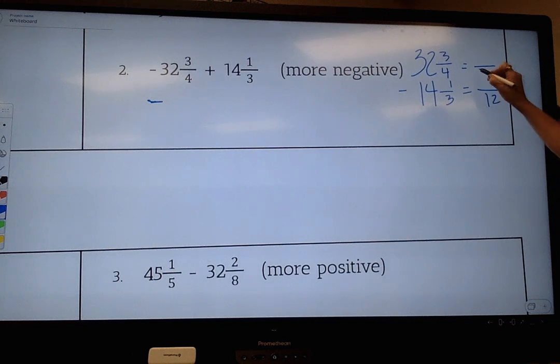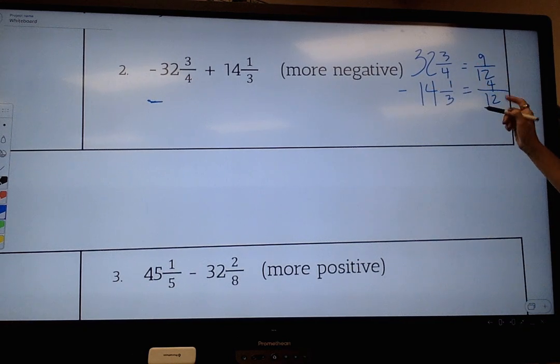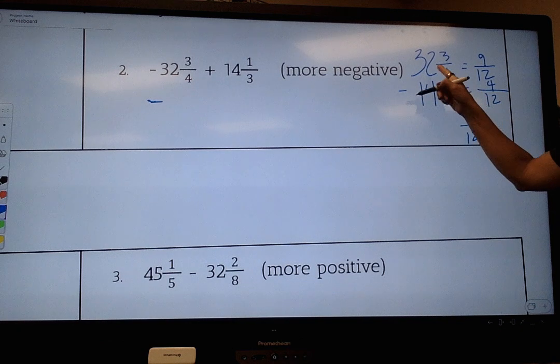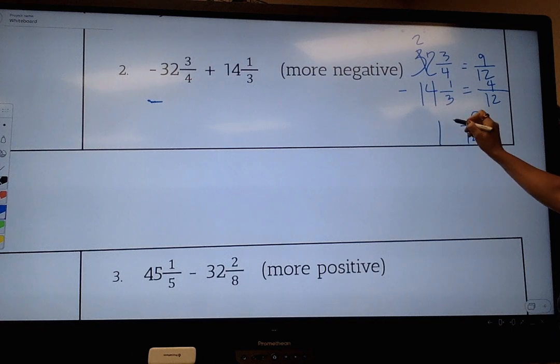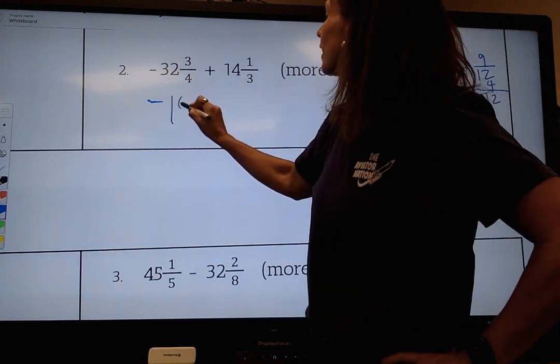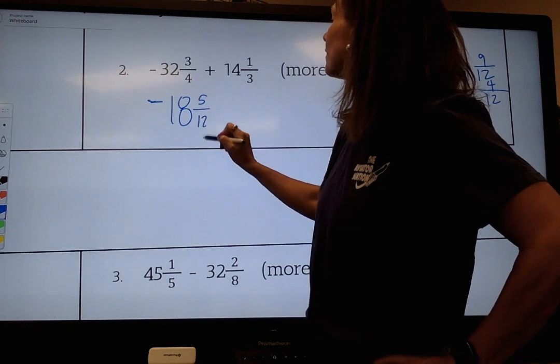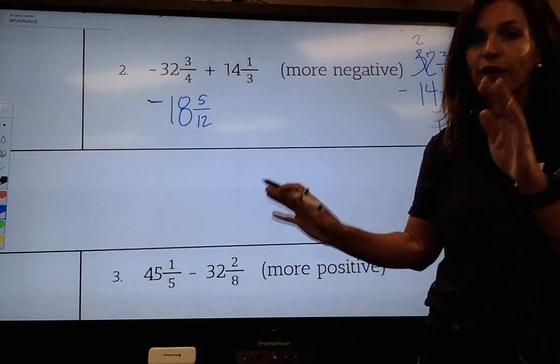All right, common denominator. Here we go. All right, 9 minus 4 is 5 over 12. 32 minus 14 is 18. 18 and 5/12. So over here I have negative 18 and 5/12. I can't reduce. Okay, final answer.